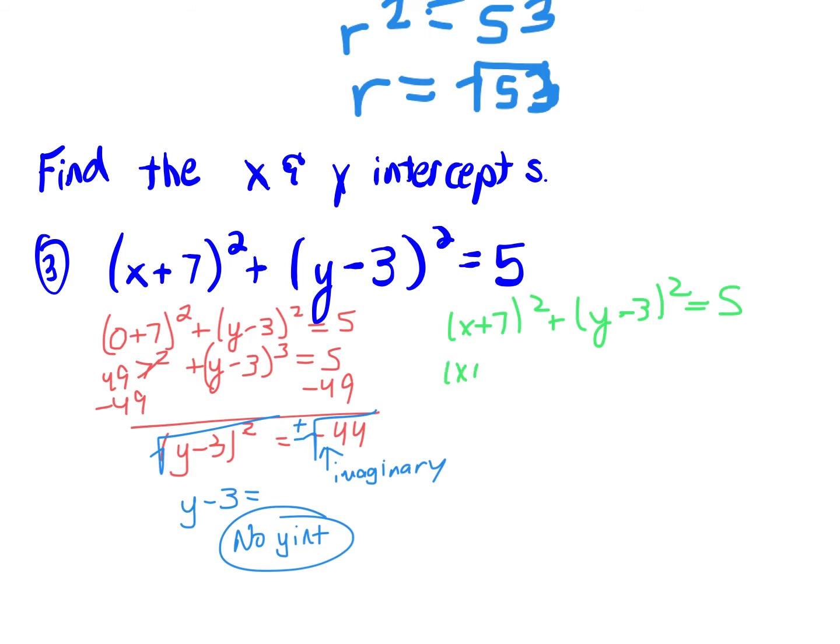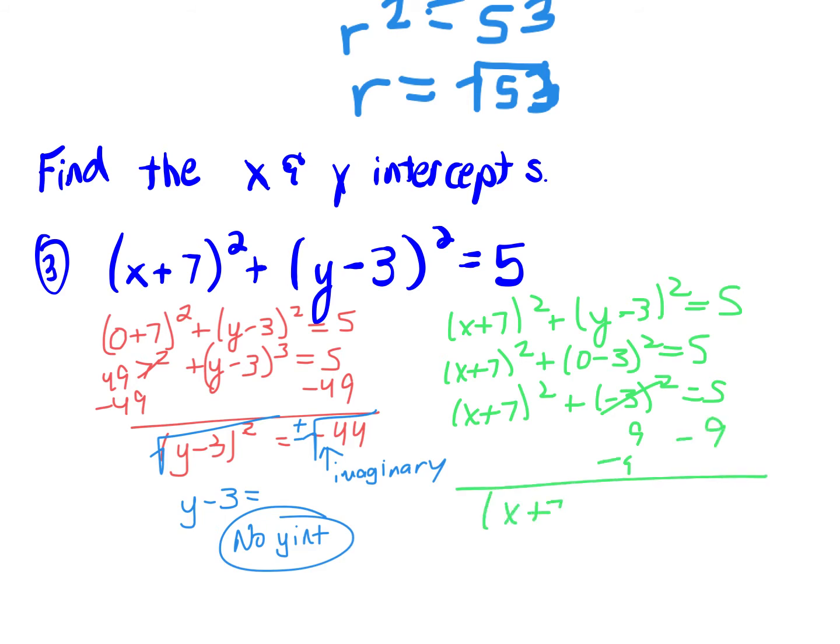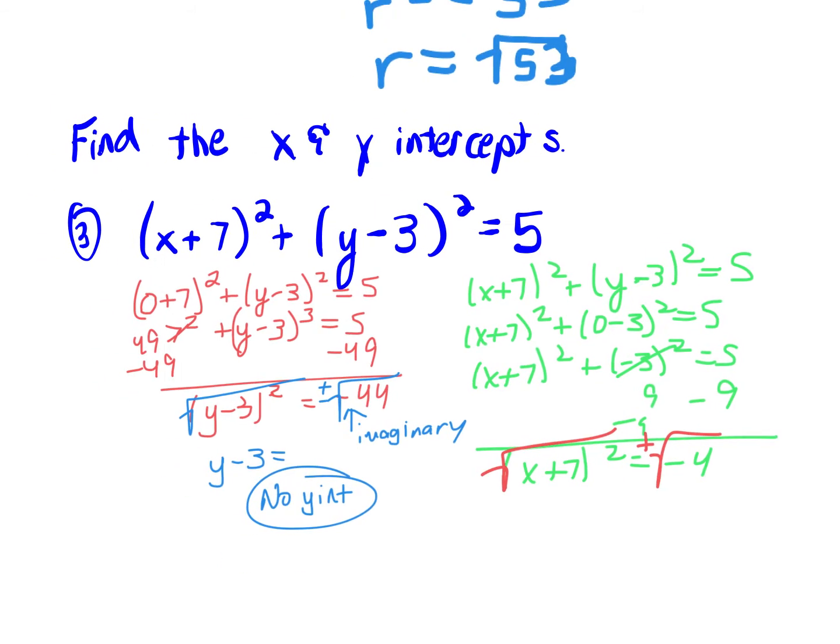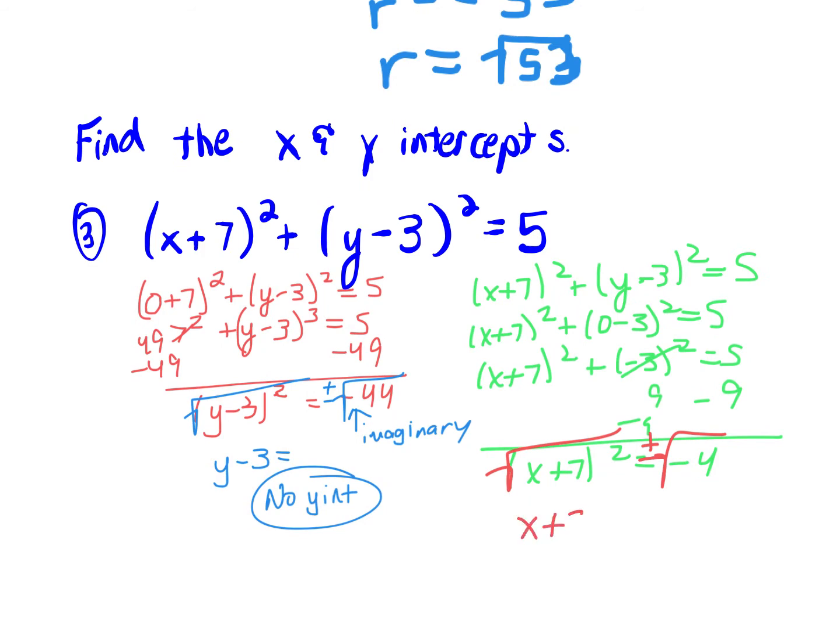We have x plus 7 quantity squared plus 0 minus 3 quantity squared equals 5. So I still have my x plus 7 squared plus, this gives me negative 3 squared equals 5. Negative 3 squared is 9. Subtract 9 from both sides. I get x plus 7 quantity squared equals negative 4, okay? Take the square root. Again, plus or minus goes in front. But you have x plus 7 equals the square root of negative 4.